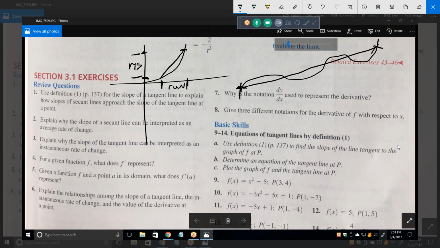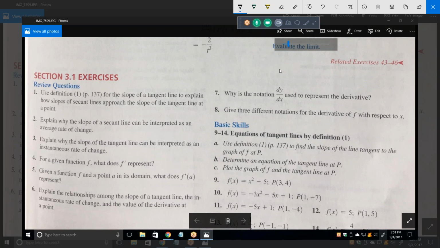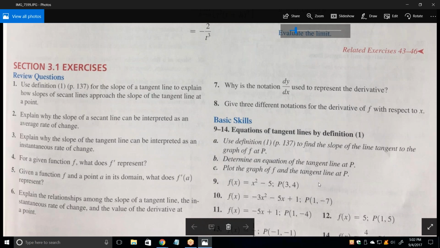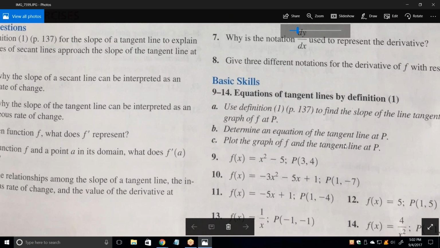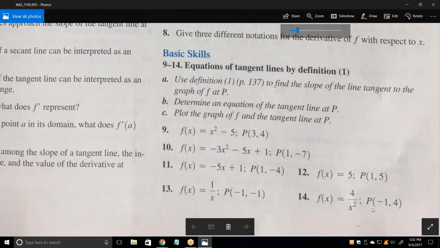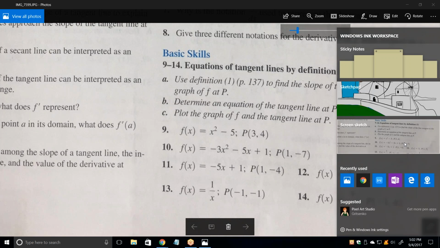All right, what next? Let me see. Number 9. 9 from basic skills. Oh, I see. Now I see number 9. Yeah, here, let me do this. Let me move it up like that. Zoom out a little bit. Create a little writing space. All right.